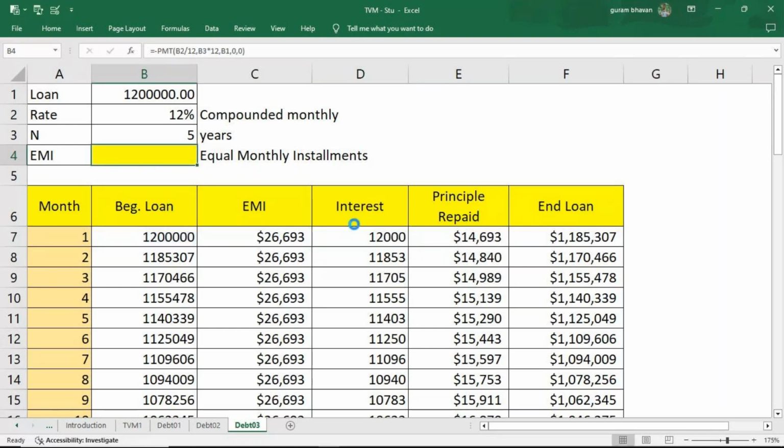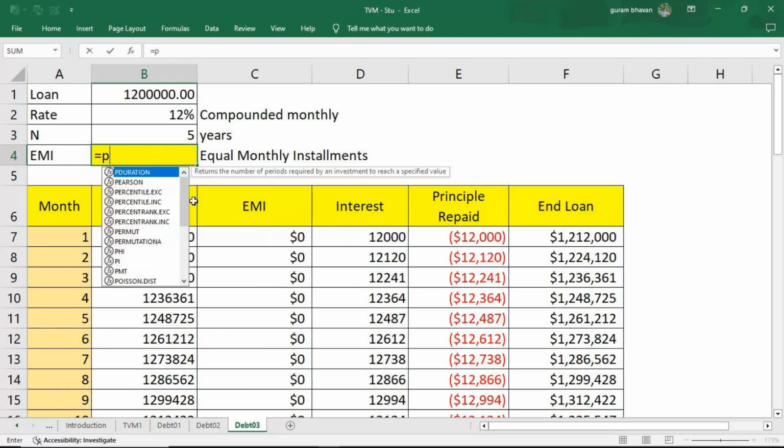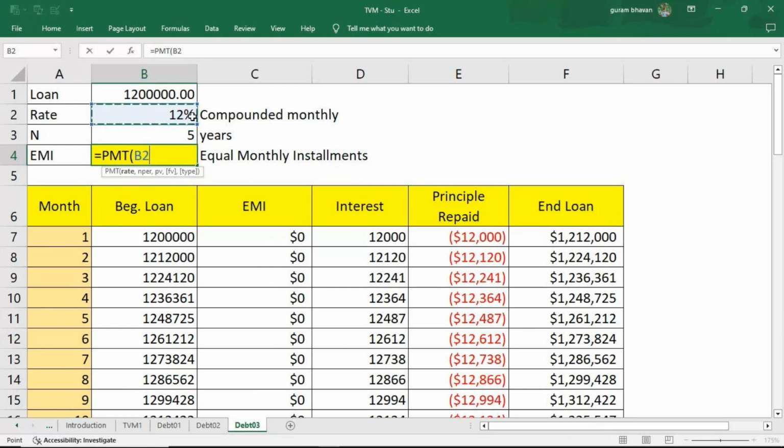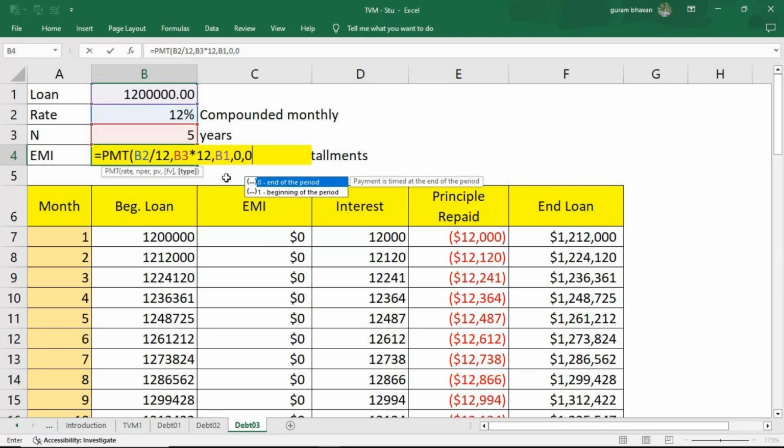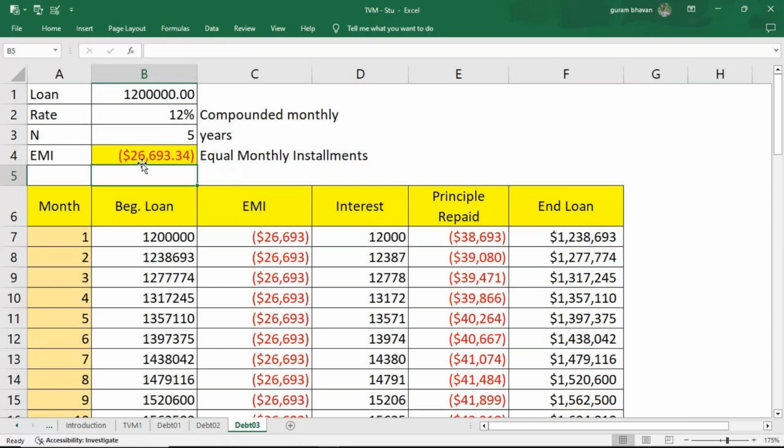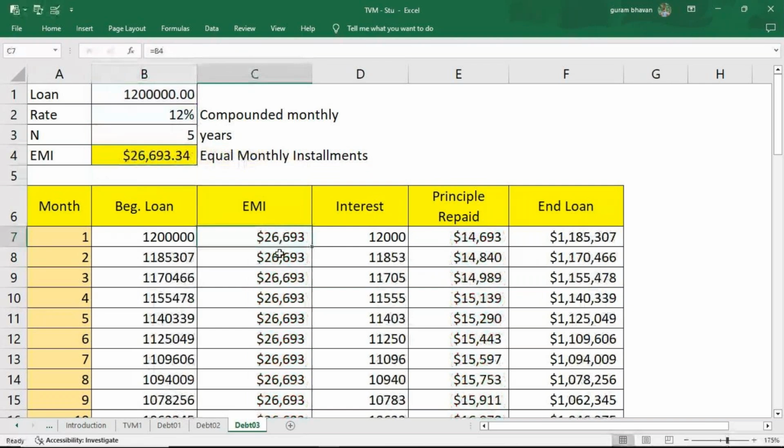So here I'll put equals PMT, open the bracket, rate 12%. They are telling compounded monthly, so divided by 12, comma, n per 5 years multiplied by 12, comma, present value 12 lakh, comma, future value 0, comma, end of the period. So EMI will be 26,693. I cannot take this value as negative, so for that I'm going to put minus in the beginning. Okay. So here I'm going to take equals this EMI value, enter. And here when I come, I'll take equals previous month's EMI and I will double click.